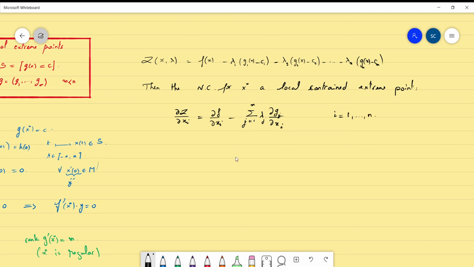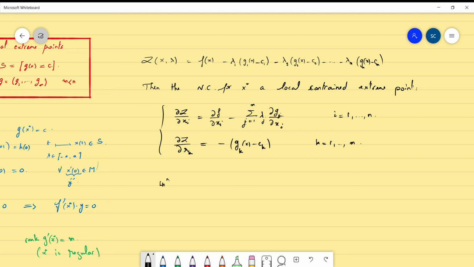And then for lambda, dL/d lambda_k will be exactly minus (g_k of x minus c_k). If you want, we can use k instead of g so that we don't mix everything. So lambda k, g_k of x minus c_k, and we repeat this for k from 1 to m. And you see we have a system.